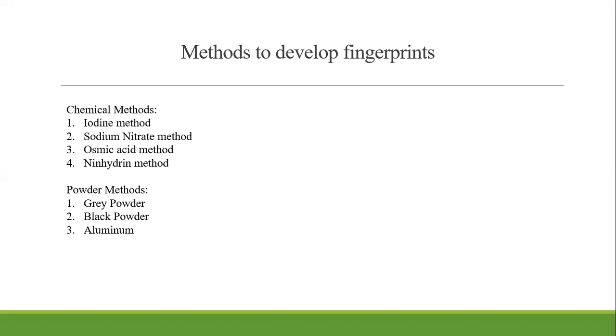So now if we look at the methods to develop fingerprints, it means that, okay, we understood that we have fingerprints on a site, or we want to take fingerprints from a person, but how would we do that? So we have chemical methods and powder methods for that. Both of them are basically dyes. So chemical methods include ninhydrin, a red color dye, sodium nitrate, a blue color dye.